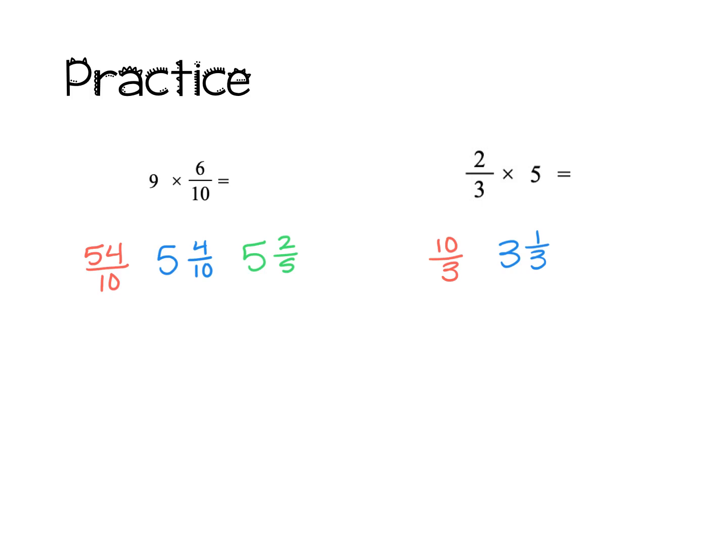So multiplying fractions by whole numbers is pretty easy. Just remember, multiply whole number and numerator, keep the denominator the same.